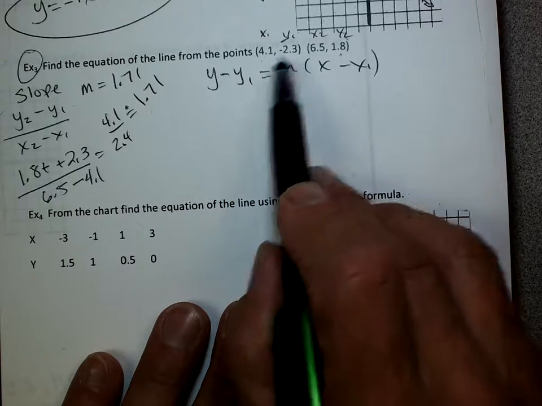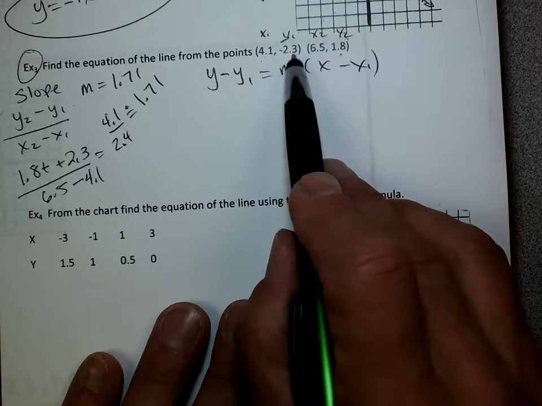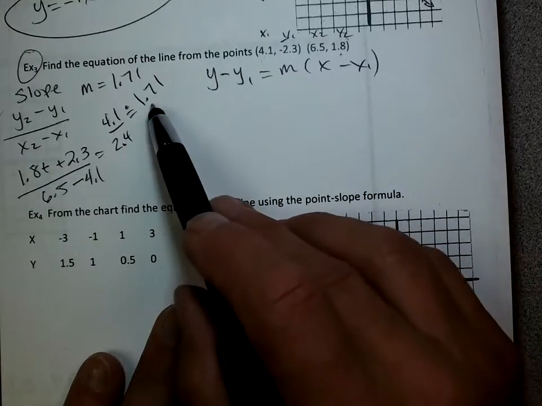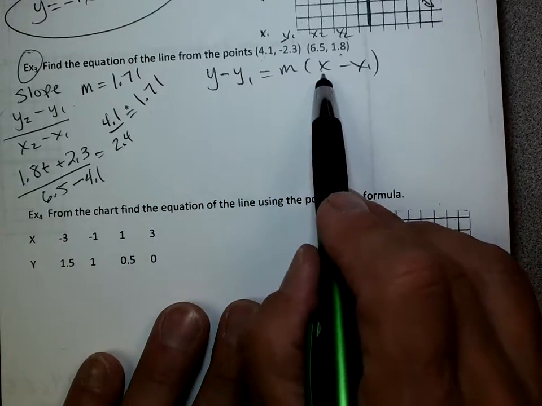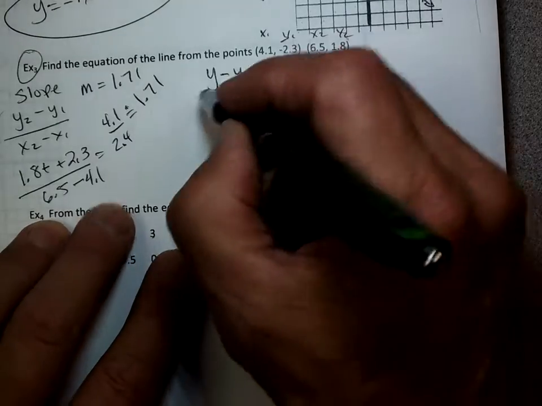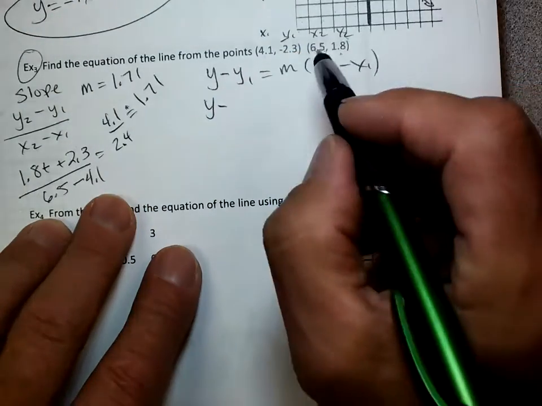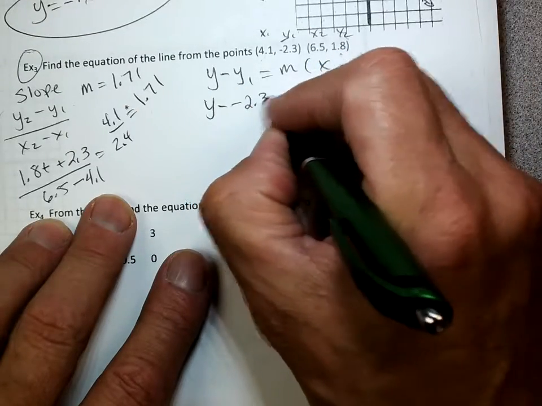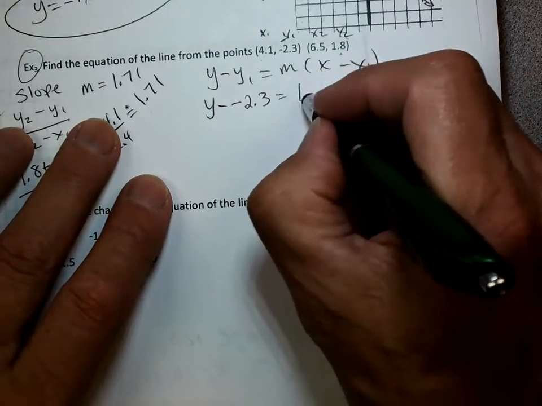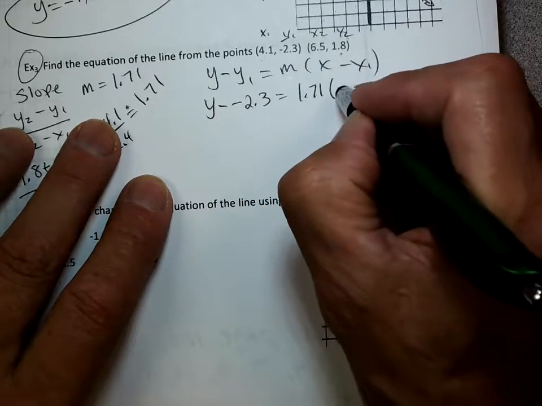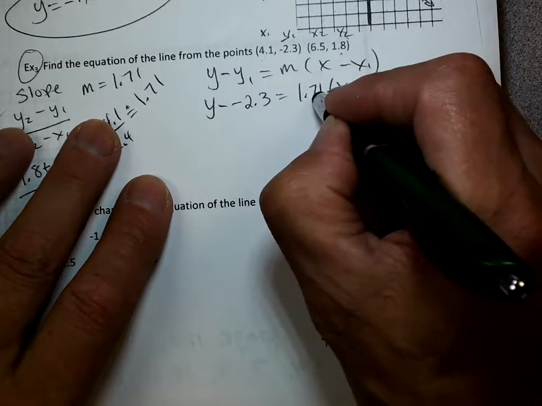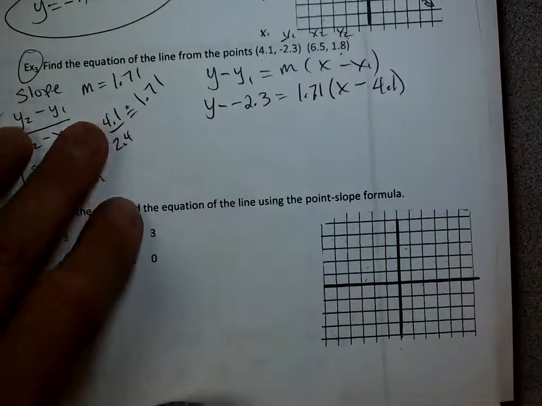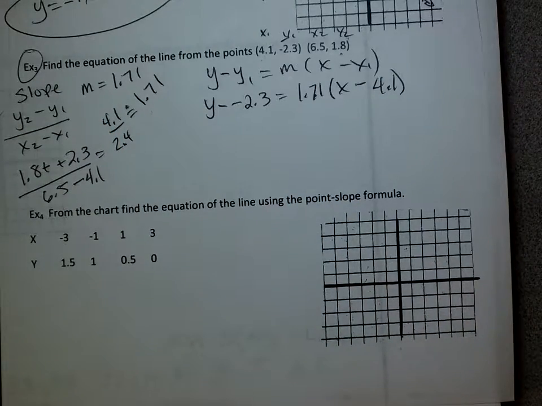So we're just going to plug these values. I'm going to plug the negative 2.3 there, 4.1 in for x1, and I'll put this 1.71 in for the m, right there. So let's do it. Y minus, let's see, y1 is a negative 2.3 equals m, which we said was 1.71, times x minus, let's see, x1 is about 4.1. Okay, so I'm just using my formula. I like this formula. This is one of my favorites.